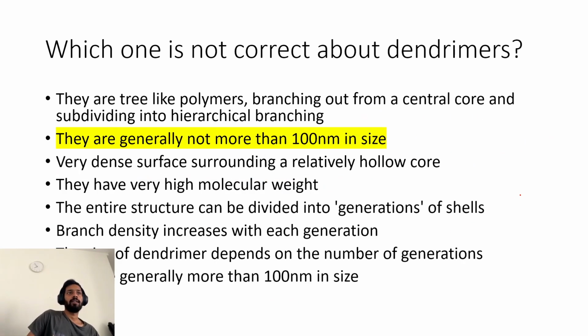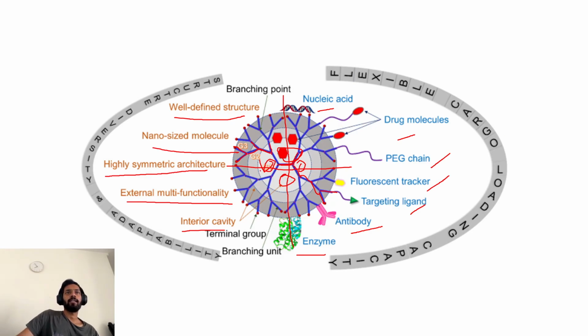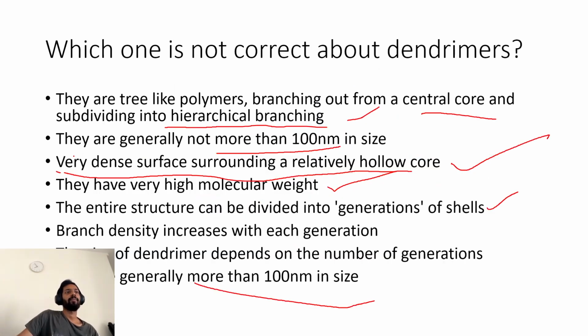So, if you see here, this structure can be divided into G1, G2, G3. So, generation 1, generation 2, generation 3. And branch density increases with each generation. That's true. We've just looked at that. And the size of the dendrimer depends on the number of generations. So we've seen both. As the number of generations increase, the density increases as well as the size increases.